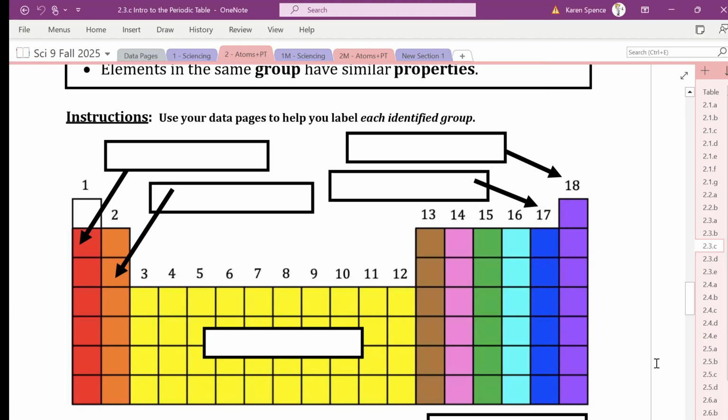All right. So this is page 6-9, okay? Not 6-7. Okay.